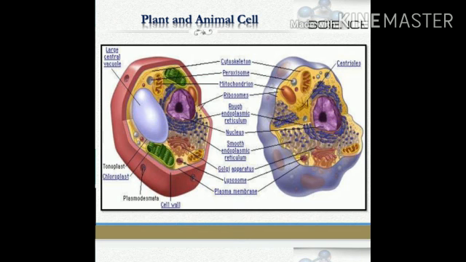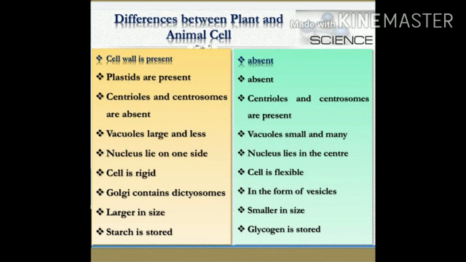Now the last topic is the difference between plant cell and animal cell. You can pause the video and study the difference properly. In the plant cell, as you can see, cell wall is present, in the animal cell absent. Plastid present, absent. Vacuoles are large, vacuoles are small. Nucleus lies on the side, nucleus lies in the center. You should at least mention 5 points each in your notebook if you have not mentioned till date.